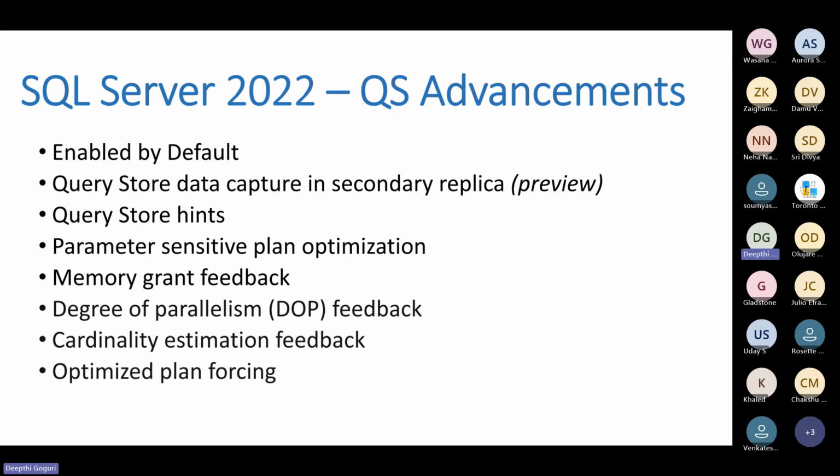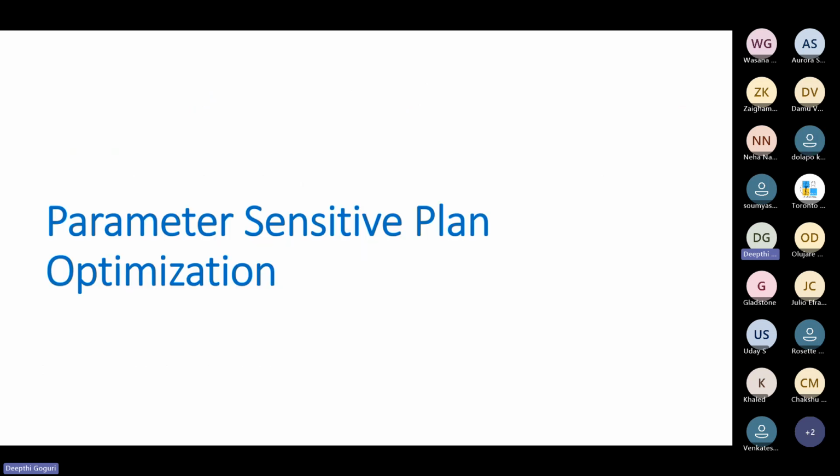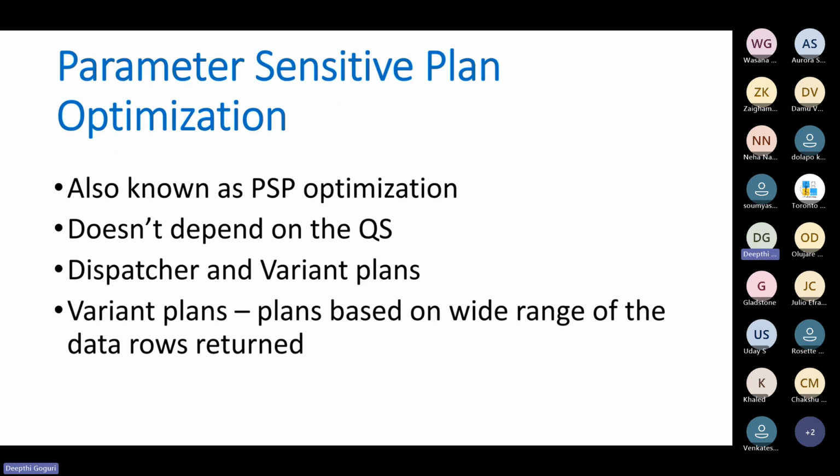So the next one is parameter sensitive plan optimization, and all of these additional IQP features will be using the Query Store except the PSP optimization, which is also known as parameter sensitive plan optimization. So let's talk about parameter sensitive plan optimization, right? This is a little bit interesting. It is also known as PSP optimization, and it doesn't depend upon Query Store. Something got introduced with this particular IQP feature known as dispatcher and variant plans. I'm going to talk about these two in the next slide.